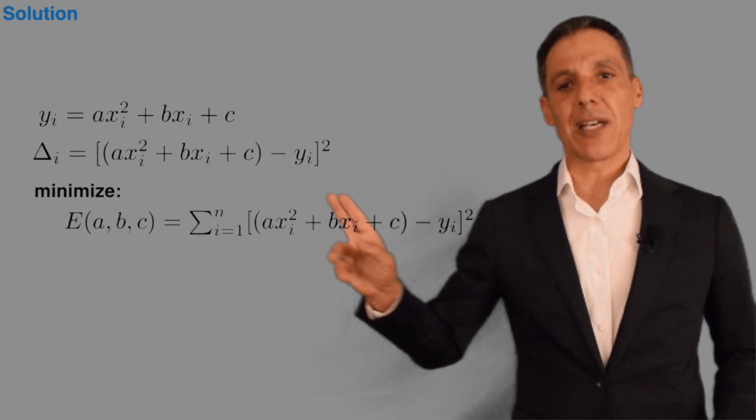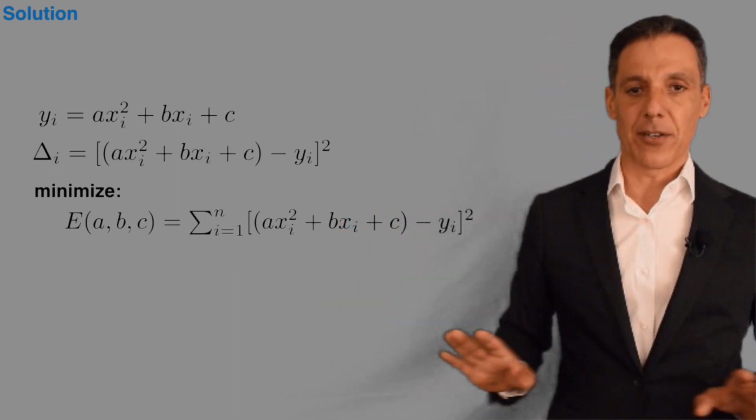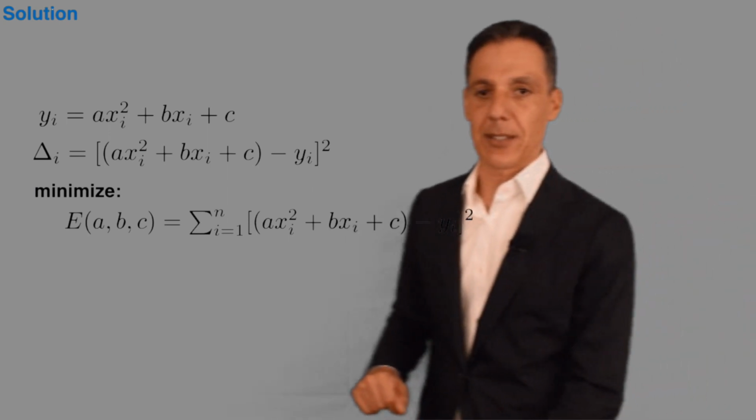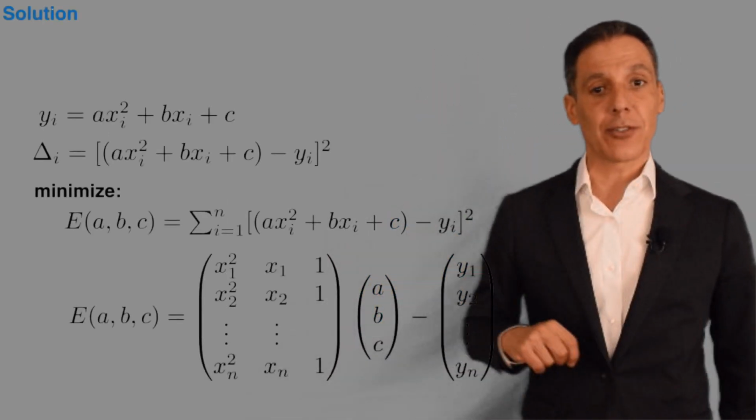Isolate C, isolate B, isolate A. You don't want to do this. This is a nightmare. This is really where, once you get past 2 parameters, you have to do this linear algebraically. So let's write this now linear algebraically.